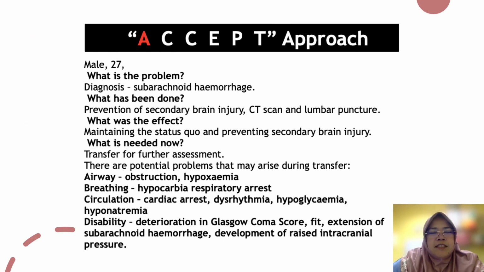So we follow the ACCEPT approach. This patient is male, 27 years old. So what is the problem with this patient? The diagnosis is subarachnoid hemorrhage. What has been done to this patient? The doctor has already started cerebral protection, prevention of secondary brain injury, and CT scan and lumbar puncture were done. And what was the effect? For the time being, maintaining the status quo and preventing secondary brain injury. So what is needed now? The patient needs to be transferred for further assessment.